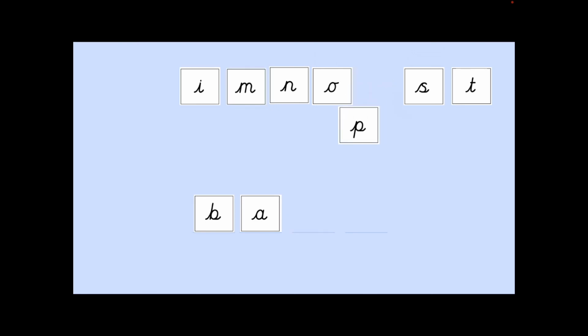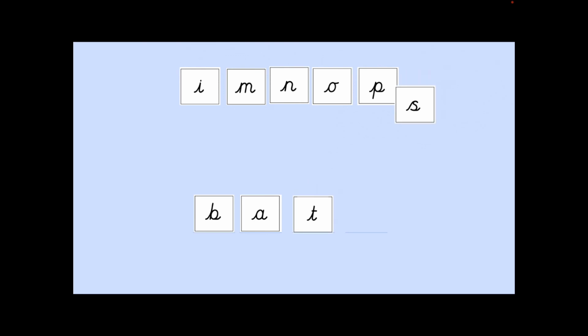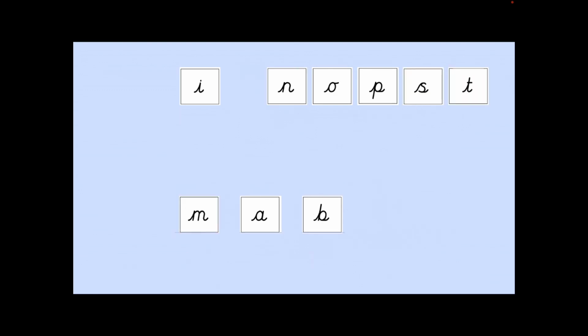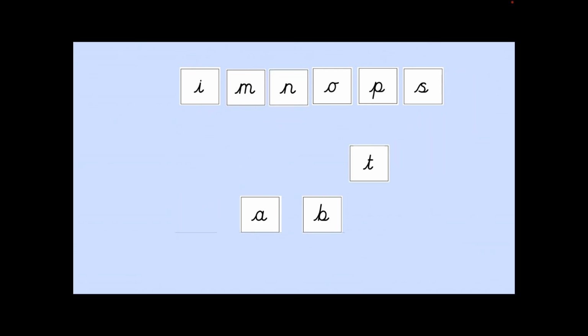Bam. Bap. Bat. Bats. Have fun. You could change the vowels and see how many words you can make. Or we can change the sound at the beginning. Nab, tab, and we could practice adding suffix S as well.